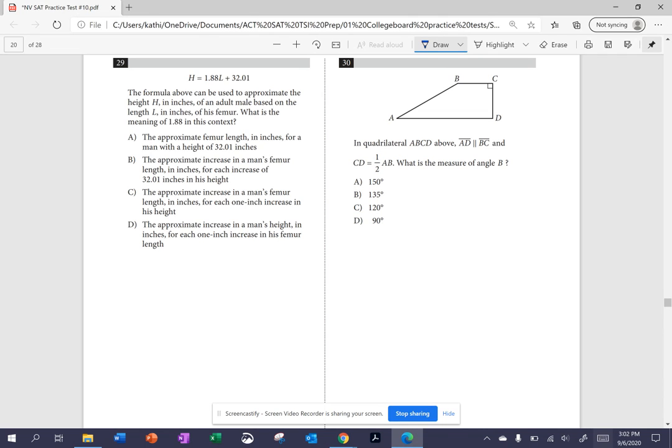The formula above can be used to approximate the height h of an adult male based on the length L in inches of his femur. What is the meaning of 1.88 in this context? So this is a linear equation, where y equals mx plus b. So the 1.88 is the slope or the rate. And I'm talking about his height. So the approximate increase in the man's height in inches for each 1 inch increase in his femur length. So I'm counting by ones with the variable.